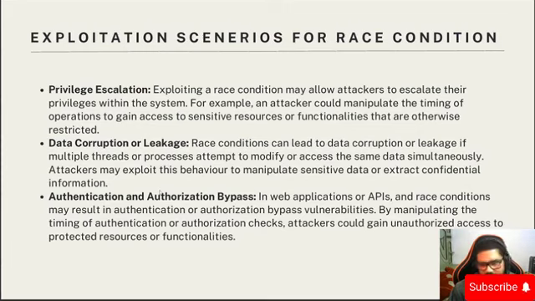Authentication and authorization bypass. In web applications or APIs, a race condition may result in authentication or authorization bypass vulnerabilities by manipulating the timing of authentication or authorization checks. An attacker could gain unauthorized access to protected resources or functionality. A very simple example: suppose there is a rate limit of 5 requests, or simply 10. Using a race condition, what if you bypass that 10 request rate limit? Very simple. There are a lot more examples, but I am just explaining in a simple manner.